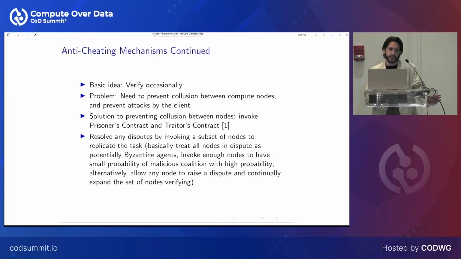The basic idea behind verification via replication is to verify occasionally. Now, you can, for example, just do two or three copies of every job, but this is relatively expensive.